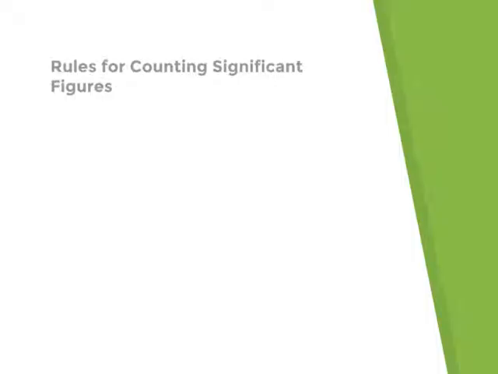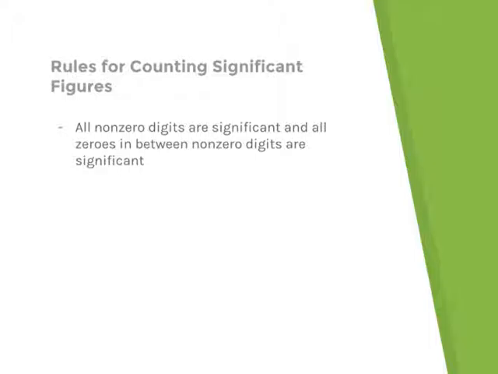Next, we'll talk about how to count significant figures. I'll just refer to them as sig figs from now on. Same thing, significant figures, sig figs. There are a few rules to this. One is that all non-zero digits and zeros between non-zero digits are significant. So they'll go towards your count of how many significant figures are in a number.